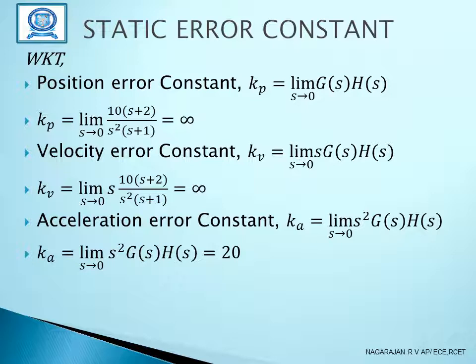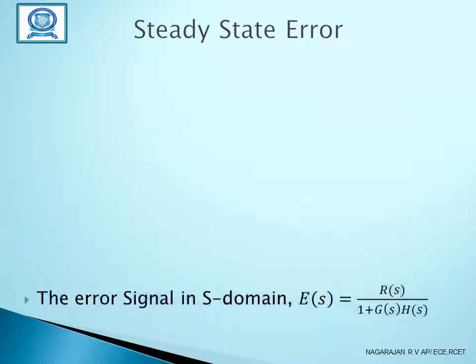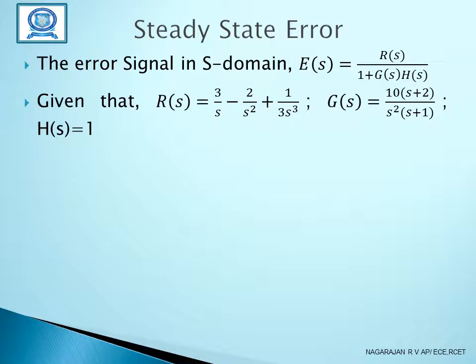In this first part, we found the static error constant values. Now we need to calculate the second part, that is the steady state error. So the steady state error, that is the error signal in the s domain, E(s) is equal to R(s) divided by 1 plus G(s) into H(s). Here they have given the input signal R(s) is equal to 3 divided by s minus 2 divided by s square plus 1 divided by 3 s cube, and the G(s) value is 10 into (s plus 2) divided by s square into (s plus 1), and the H(s) value is 1.